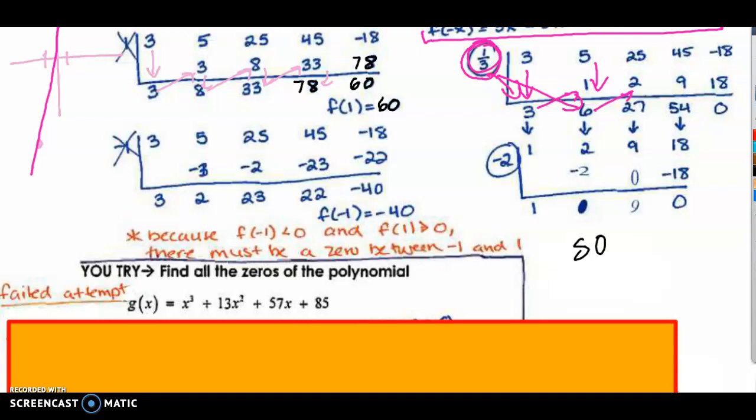X squared plus 9 equals 0. So x squared equals -9. Boom, it's going to be imaginary. If you take the square root of both sides, you'll get x equals plus or minus 3i. So there are 2 imaginaries. So if I had to go ahead and write out or list out my solutions, we've got them.